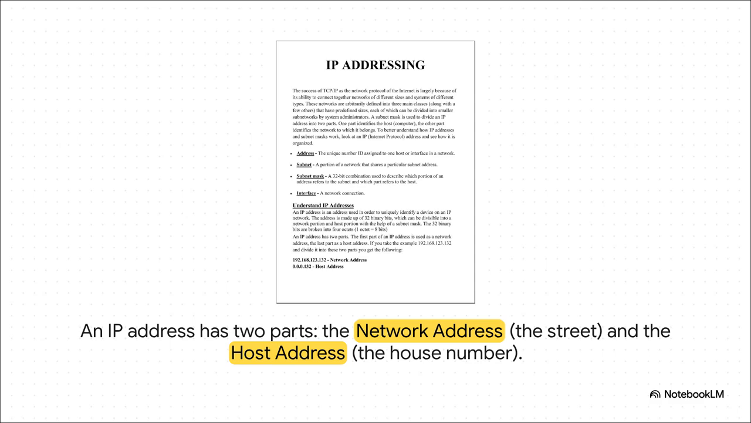It's a really brilliant system because it has two parts. The first part is the network address. Think of that as the street you live on. It defines the whole neighborhood. The second part is the host address. That's your specific house number on that street. Together, they create a totally unique address for every single device online.